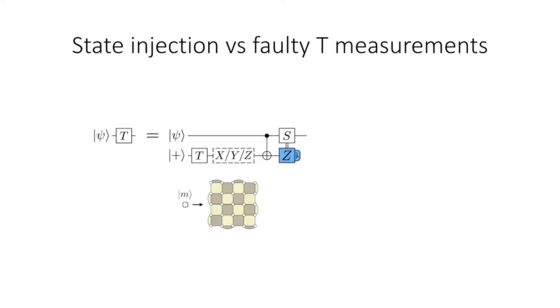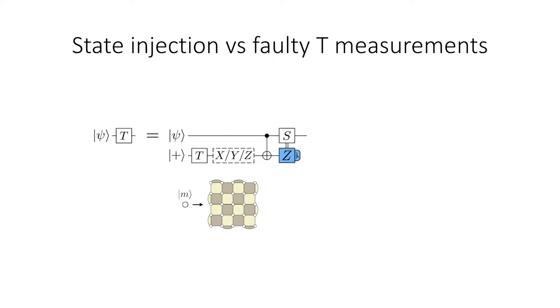And the reason why you have this Clifford correction in state injection is basically because you're following the circuit. You want to execute a T gate on a bunch of logical qubits, so you start with a physical magic state, you grow it into a logical magic state, so that's this part, and then you entangle this patch with the rest of your system. You measure the patch, and then there's an S gate Clifford correction.